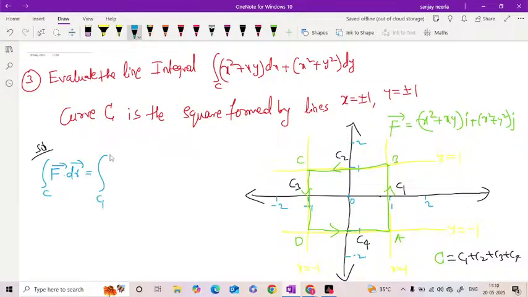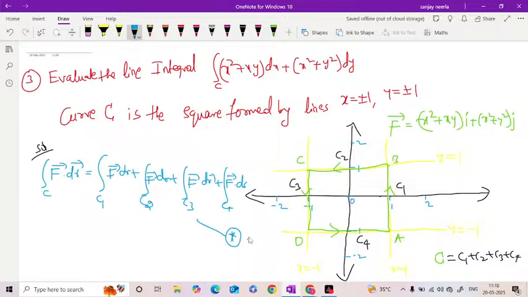So the integral over C1 of F dot dr, plus the integral over C2, plus over C3, and plus the integral over C4 of F dot dr. Assume I call this equation star. Now we have to solve these 4 problems. In the previous 2 problems there was only one problem, but this problem we will divide into 4 problems.